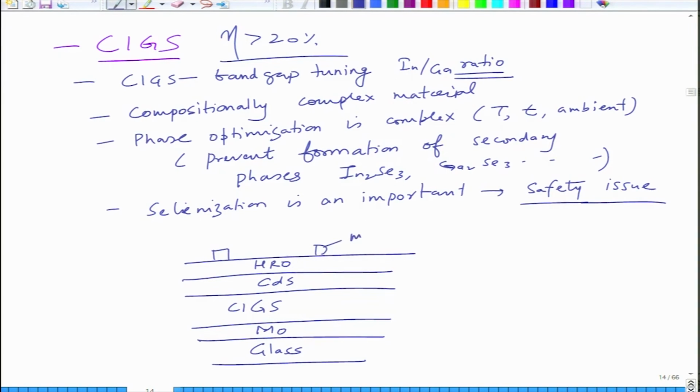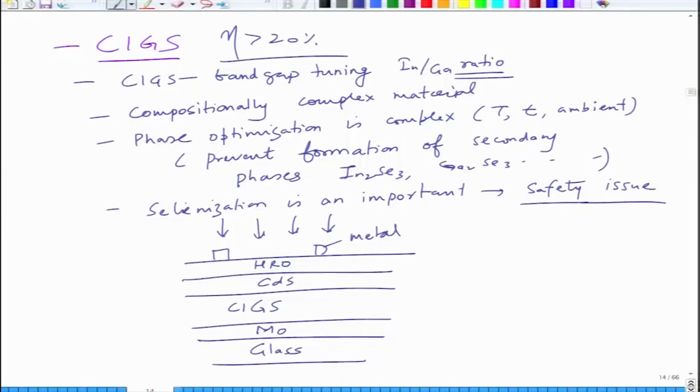Okay. So, here the light comes from the top. As a result, the optimization of the top grid is important, just like in silicon, because light cannot come from the glass side since you have a metal electrode there. So, here top electrode design is important.